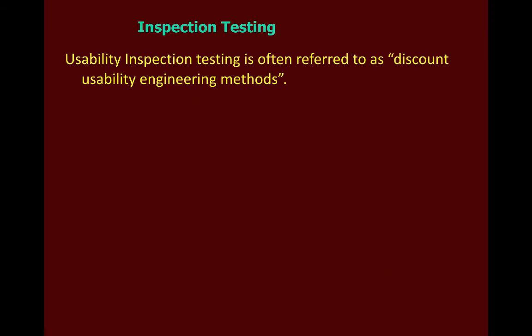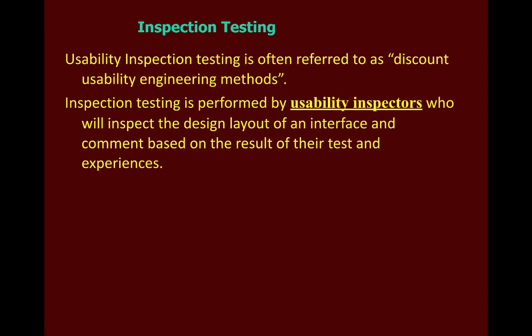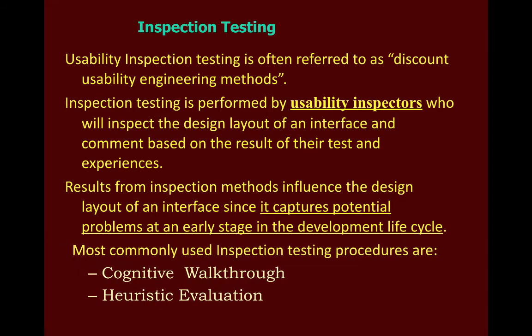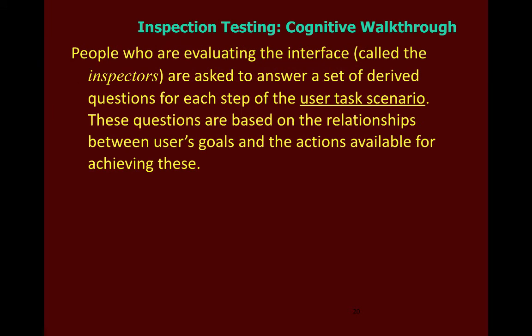Inspection testing is sometimes called the discount usability engineering method simply because it's cheaper to do and you can do it a lot faster. So you have some members of your software team designated as usability inspectors, and what they do is just inspect the design or maybe even inspect the prototype and then try to capture or highlight potential problems. And we'll look at two examples. One's called a cognitive walkthrough and the other is called a heuristic evaluation.